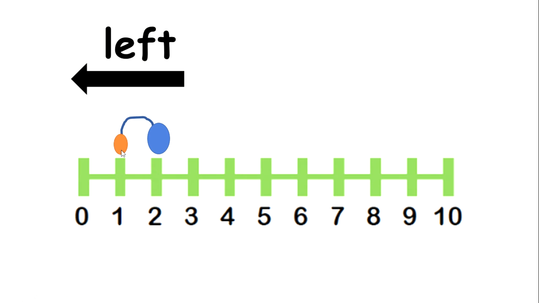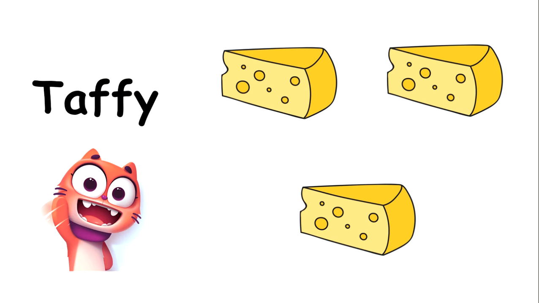And let's look at our next scenario. So here is Taffy, and Taffy is saying hi. Hi, guys. So Taffy has how many blocks of cheese? How many pieces of cheese? How many pieces of cheese does Taffy have? Taffy has 3 pieces of cheese.